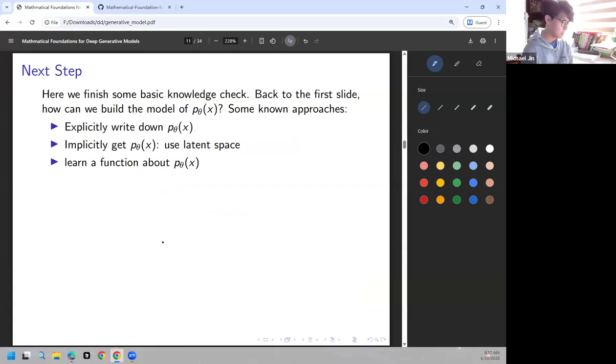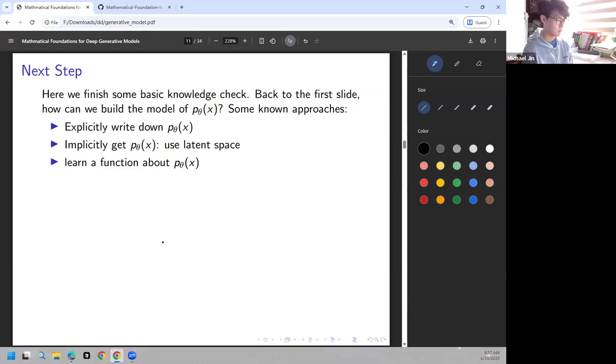So for the next step, we have finished some basic knowledge check for basic divergence and the MLE method. So we can go back to the first slide. Remember that we should build a model of P theta of x and minimize their divergence, or we can say maximize the log likelihood on the P of theta. So how can we actually build a model of P theta of x? There are some known approaches. The first is the most simple one, right? We can explicitly write down P theta of x, which is the autoregressive model.